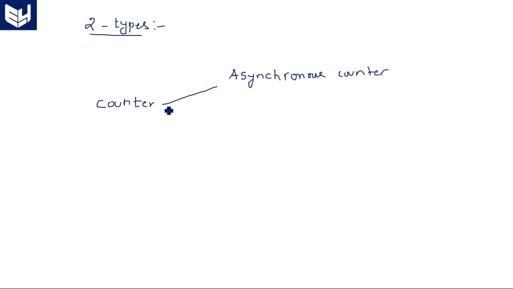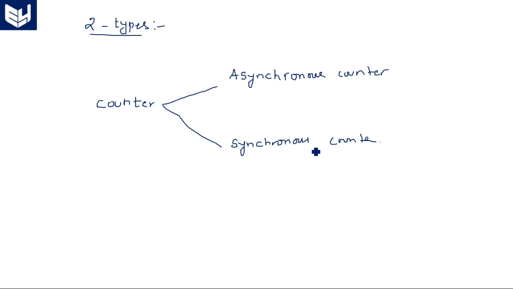Obviously the second one is synchronous counter. So counters are of two types. One is asynchronous counter, another one is synchronous counter. The name clearly tells that. What do you mean by asynchronous and synchronous?